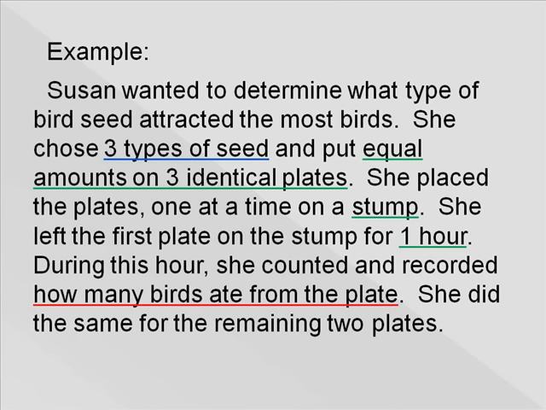On each plate, she put equal amounts of birdseed. The word equal means the same, another good clue. And then there are 2 other things I've underlined in green. She put each plate on the same stump in her yard, so she used the same location each time. And she left each plate out there for 1 hour. So everything I've underlined in green are all things that stayed the same.